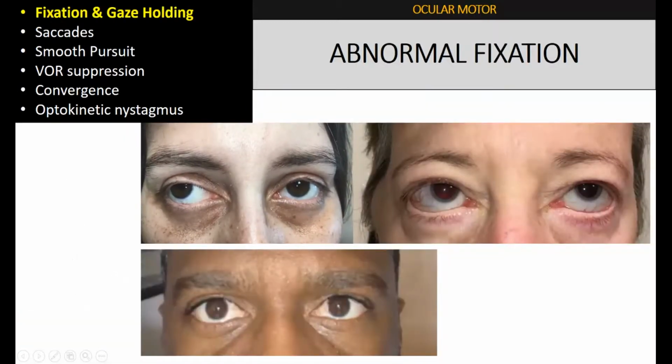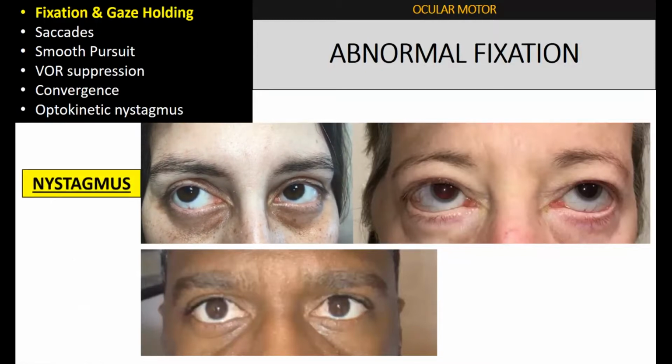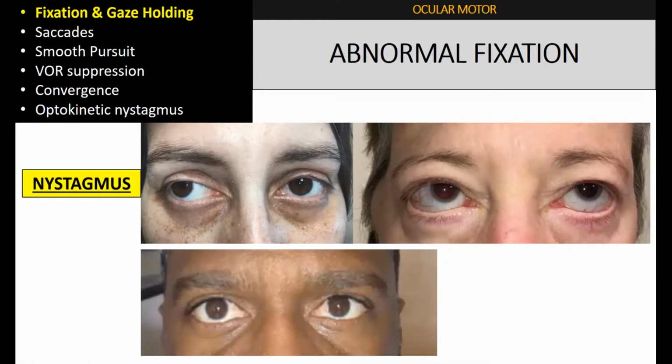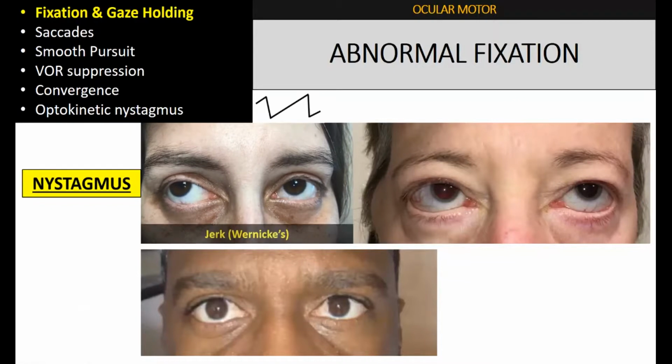So you're asking the patient to look at a fixed target, and this is nystagmus. This patient has jerk nystagmus. In this situation, she had hyperemesis gravidarum, which led to thiamine deficiency, which led to Wernicke's encephalopathy, and spontaneous upbeat nystagmus is a common ocular motor feature.